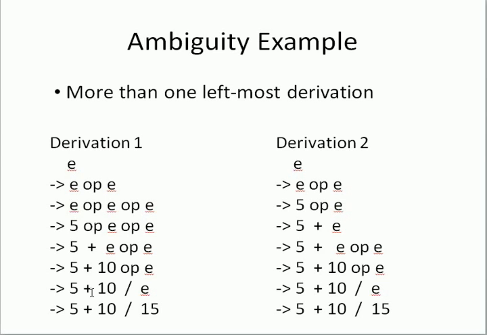And you can see here that if the different layers of expansion or recursion were to be interpreted as parenthetical statements during the evaluation, which occurs after parsing, then in the first derivation it would become 5 plus 10, divided by 15, whereas in the second derivation it would become 5 plus, 10 divided by 15.